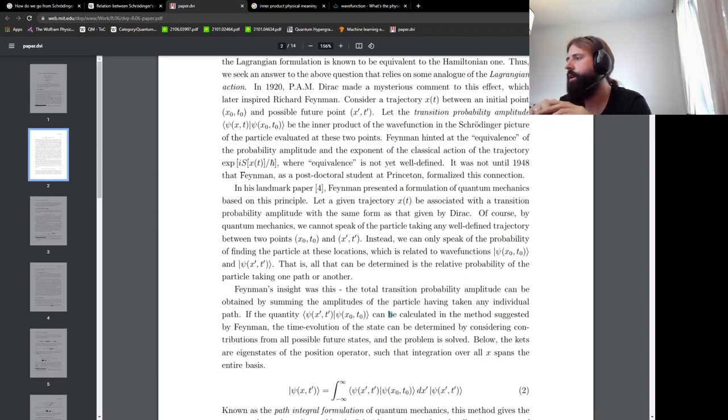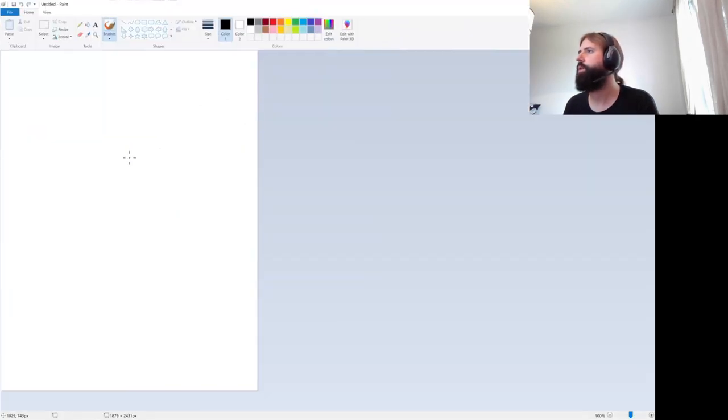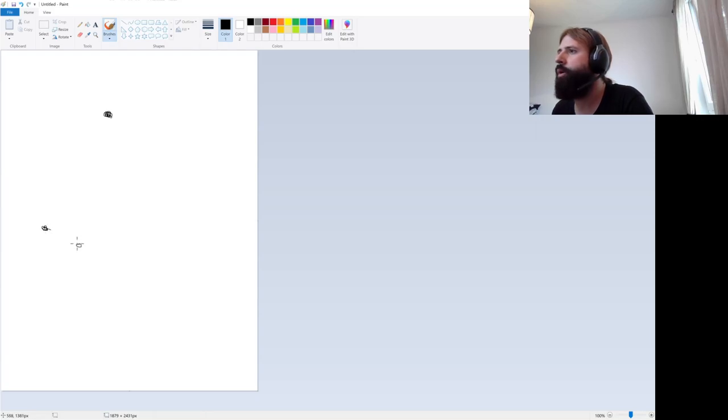So let me try to draw a picture, just to see if that becomes a bit more clear. Let's open our friend Paint. So that's my initial state, right? And then there are many points I could be in the future. It's almost really a continuum, if you think about these as space. Maybe that's the wrong way to draw it; I just have to have them all at the same point in time, like a slice. So I could be in multiple places, right?